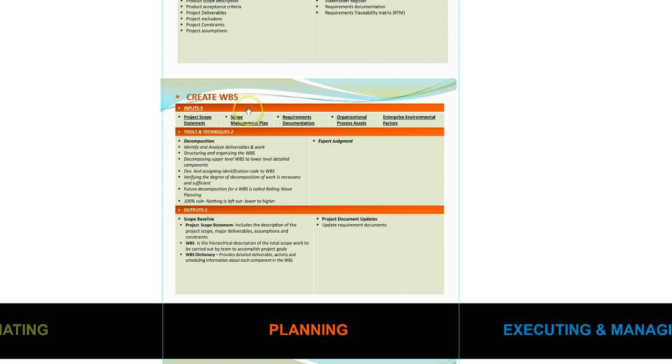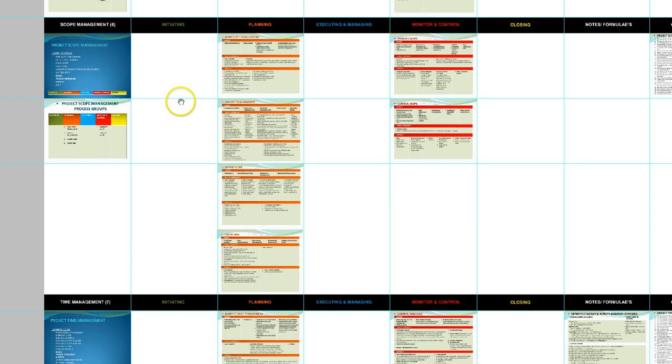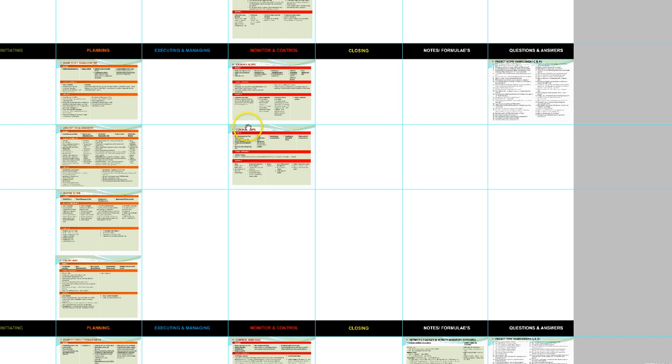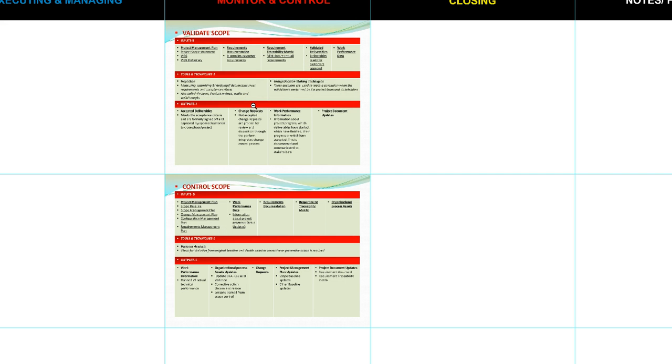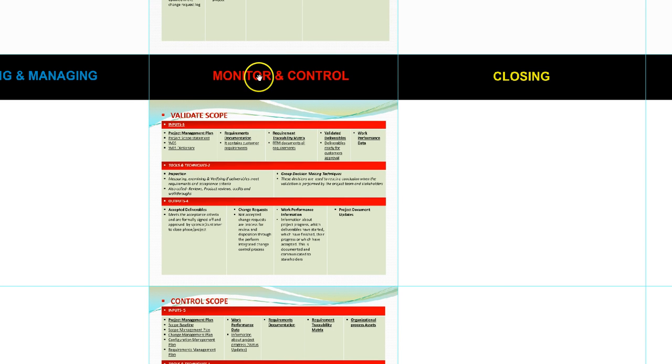Again, what process group are we in? We are in the planning process group. And what knowledge area are we in? We are in the knowledge area for scope management. So we've already gone through 4 processes of scope management. Now there are 2 more left. One is validate scope, and the next one is control scope. Both of them fall in the monitor and control process group.